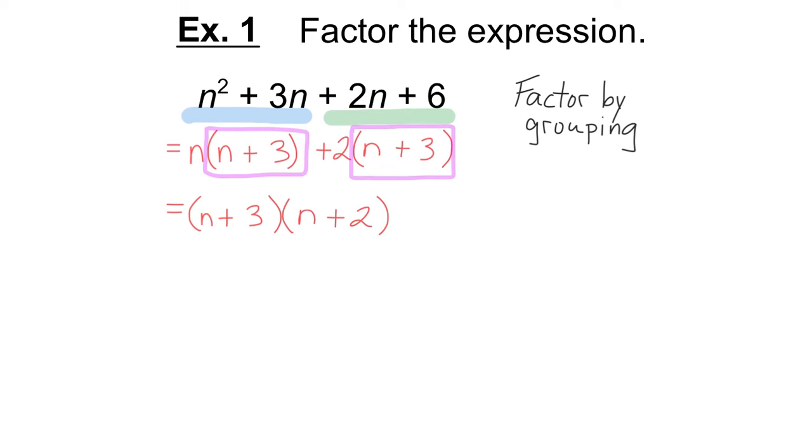And I can always check. If I multiply this out, n times n is n squared, n times 2 is 2n, 3 times n is 3n, and 3 times 2 is 6. So when I multiply this out, when I expand it, I get the original expression. So I know that this is, in fact, the correct factored form.